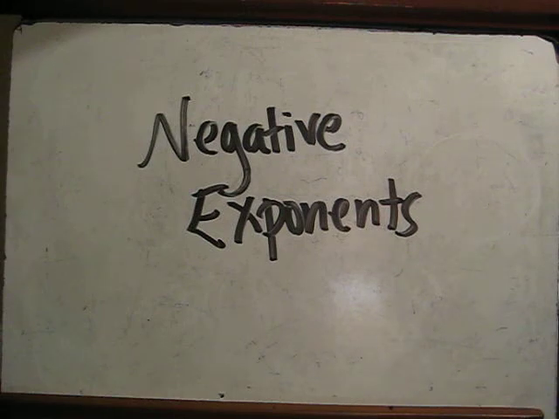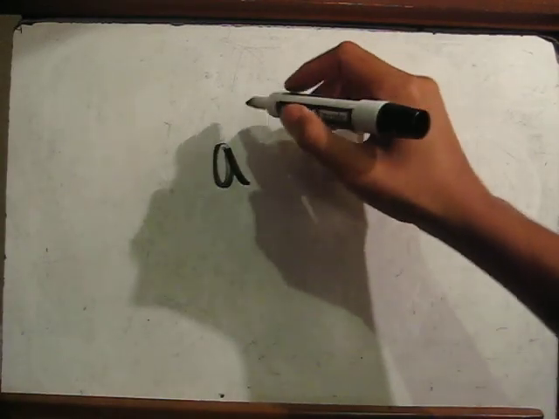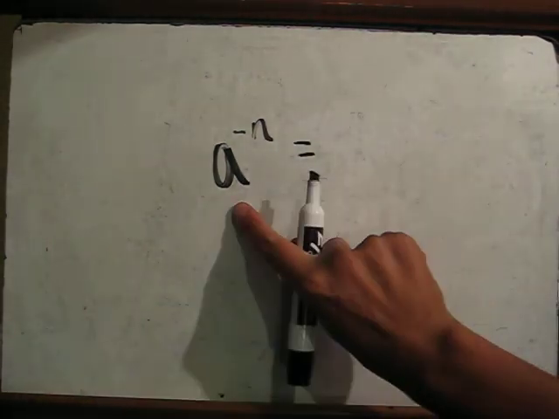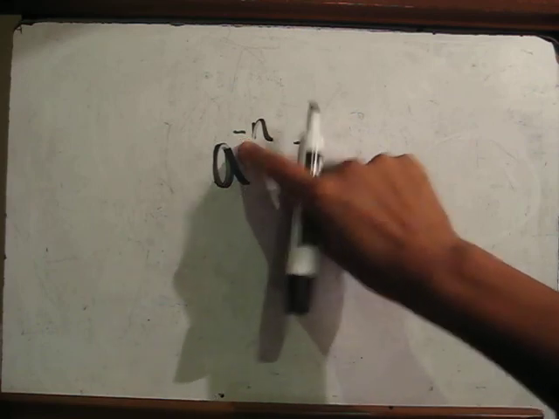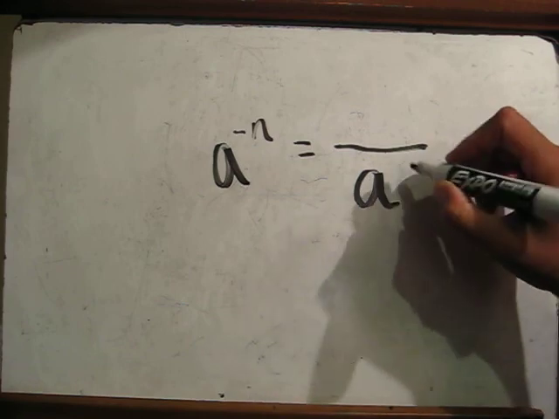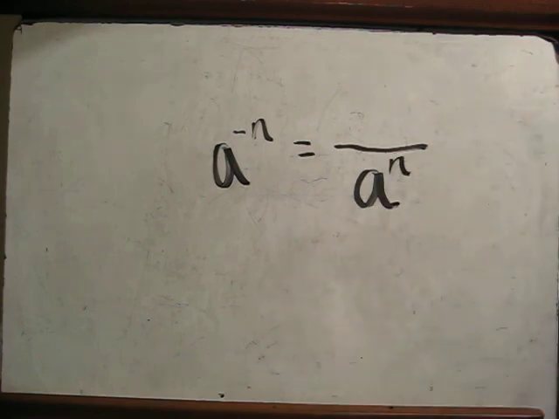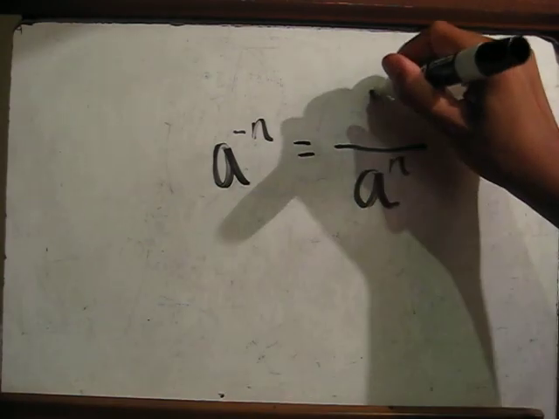In this video I'm going to be going over negative exponents. Let's say you have a negative exponent. So here's your base and here's your negative exponent. What you're going to do is keep that base and keep the exponent, but without the negative sign. So this just becomes positive n, but that's going to be all under 1.